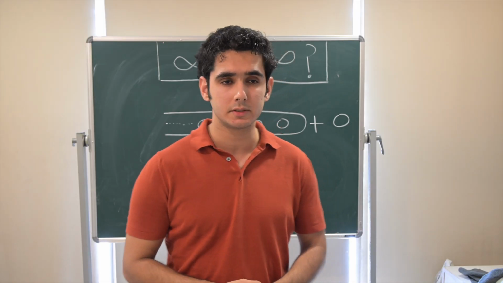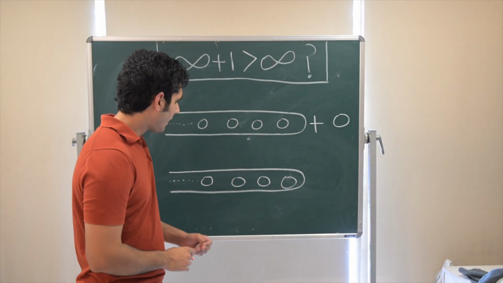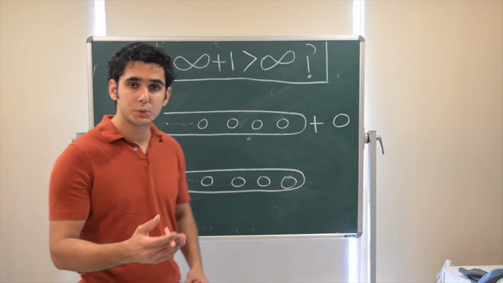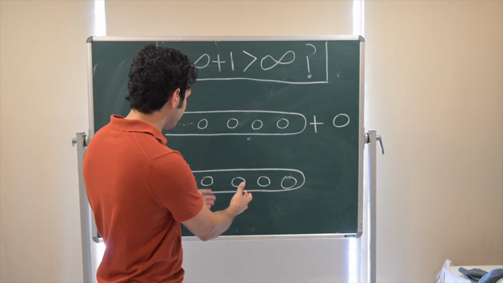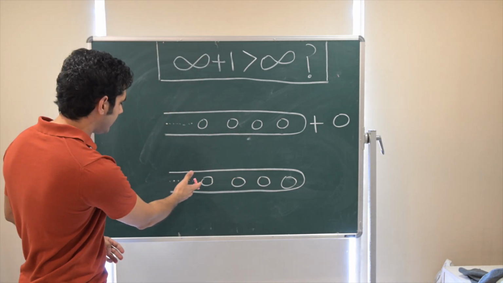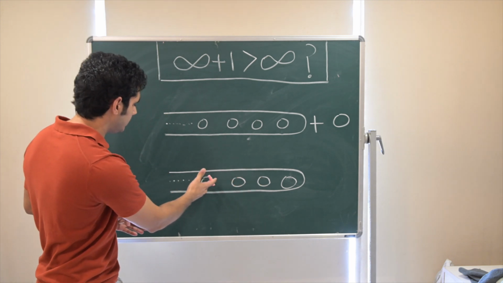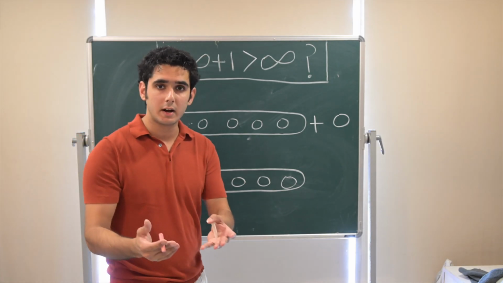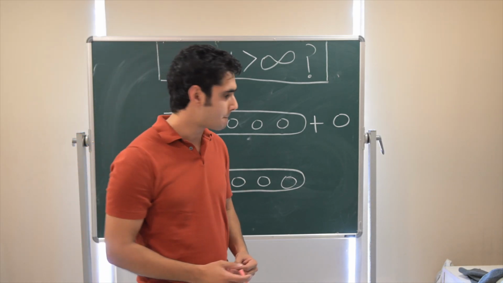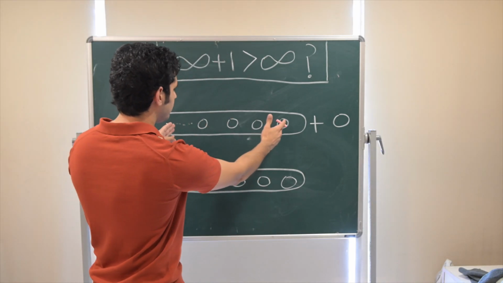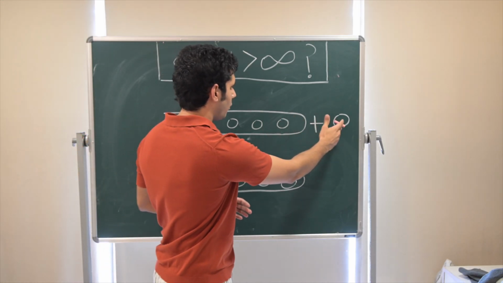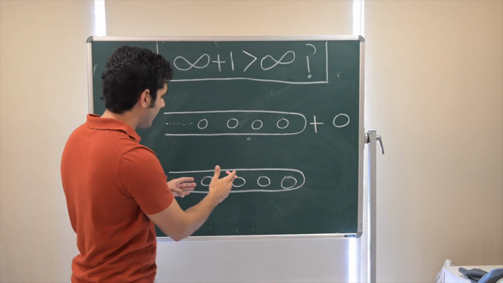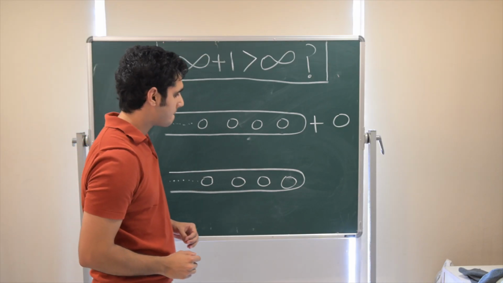Down here, I have drawn a visual representation of the set infinity. So this is an infinite set. This set has an infinite number of elements and these dots indicate that the elements go on forever. This is like our bag that never ends. And this is another infinite set plus 1. So this is infinity plus 1 and this is infinity.